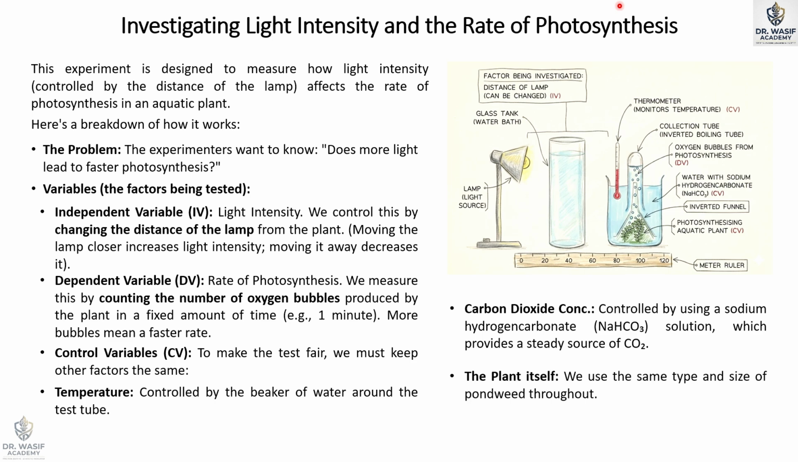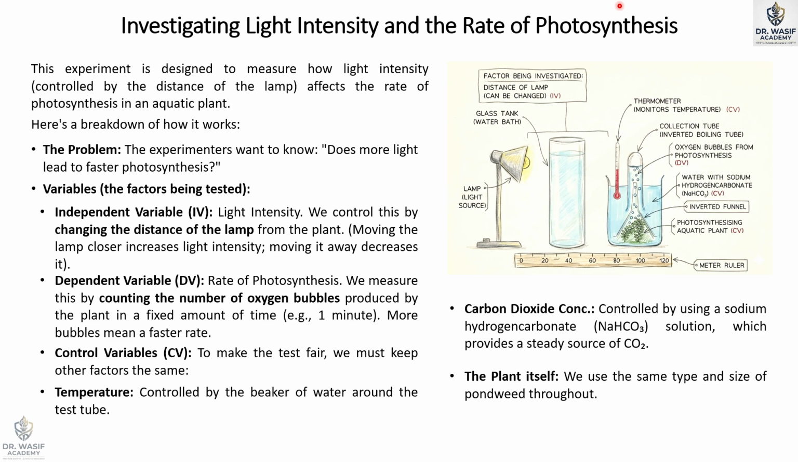But for this to be a fair test, we must keep our control variables constant. What will be the control variable? That will be temperature. Why are we keeping that constant? Because temperature also affects the rate of photosynthesis. So we shall keep the temperature constant to eliminate the effect of temperature on the rate of photosynthesis.